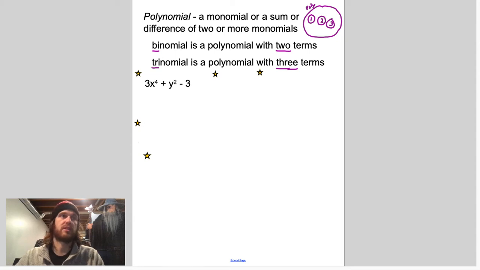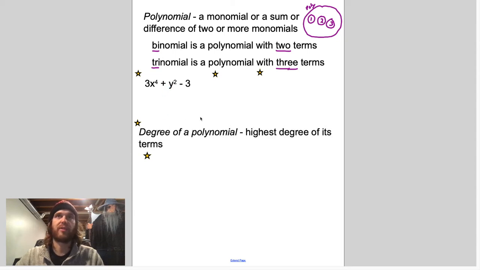Let me change colors. Whenever you name a polynomial, you first name it by degree and then by number of terms. The degree of a polynomial is the highest degree of its terms. This actually gets a little more complicated, so we'll hold off on that. Let's just do the second word in the naming process, which is based off the number of terms. So this is 1, 2, 3 terms. So this is a trinomial.